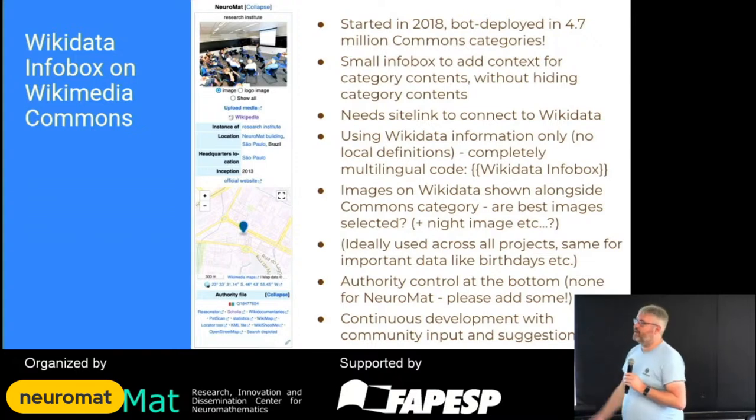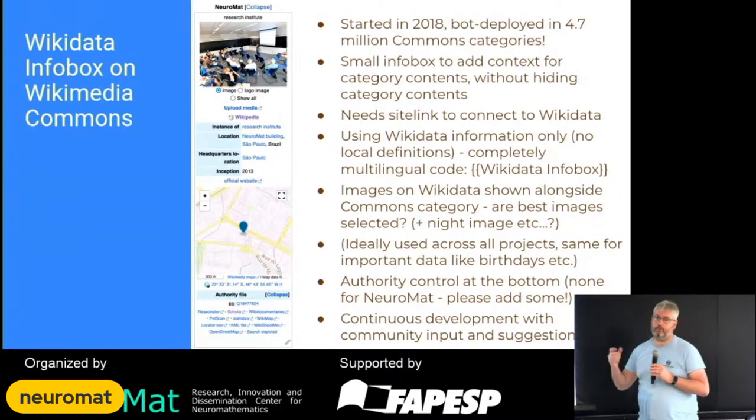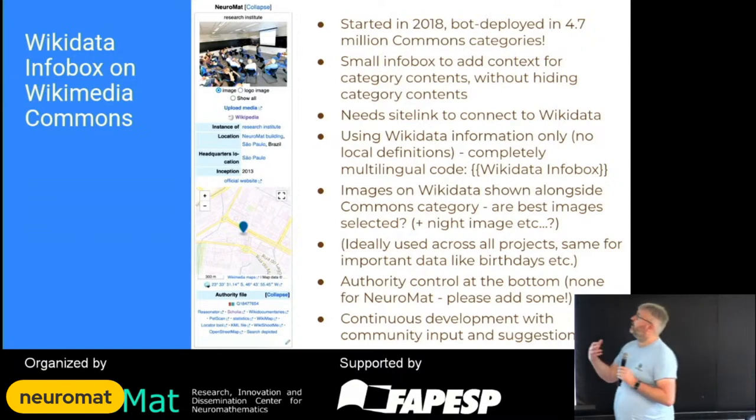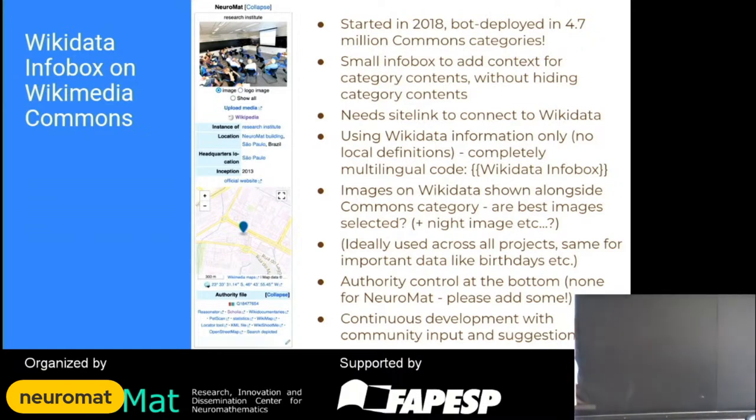So the idea was, why don't we have a small box on Commons categories that is multilingual, so you can choose any different language you want, because Wikidata is inherently multilingual, and show some basic information about that topic. So it shows the category name in your language. It shows it's an instance of research institute or so on, in your language. It might have a map so you can see where it is located. So this is NeuroMat, we are there.